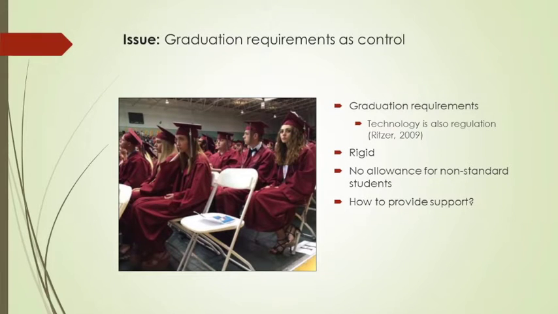The California high school graduation requirements are a form of non-human control. George Ritzer says that technology also includes rules, regulations, and procedures. They require that teachers not only teach a specific set of standards, but that students take a specific set of classes. The requirements are very rigid and do not allow for students that don't speak the language in which the courses are taught. This is a control challenge.